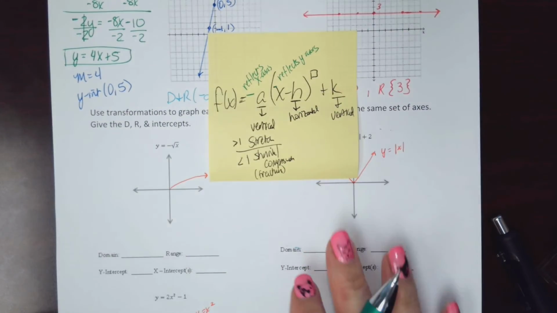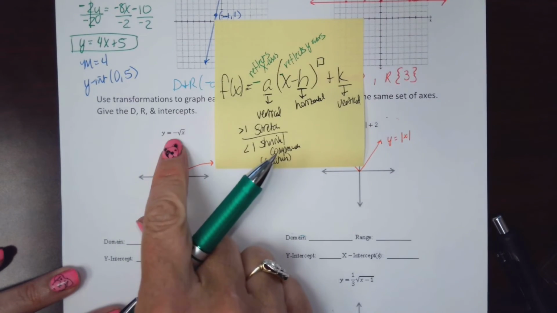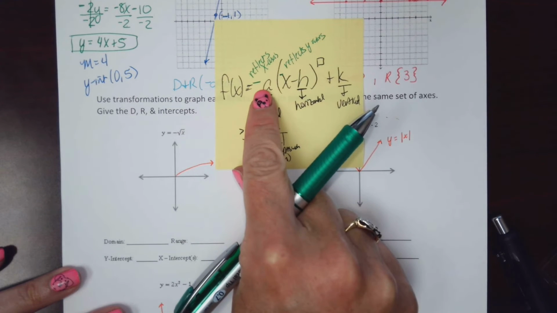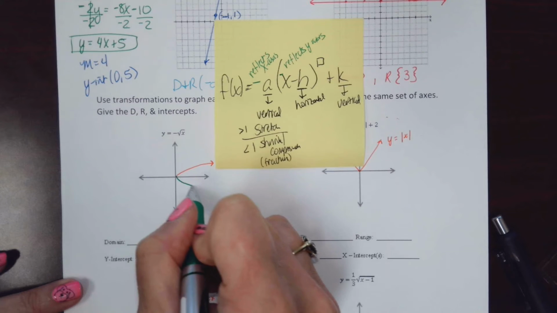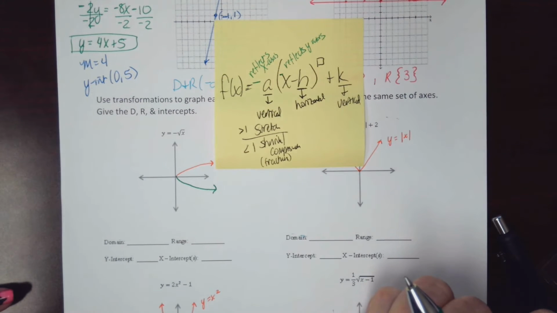You can keep that in mind. We'll put it there and see if we can do this. So we've got a negative out in front that reflects it across the x-axis. That means it flips it upside down, so a mirror image flipped upside down.